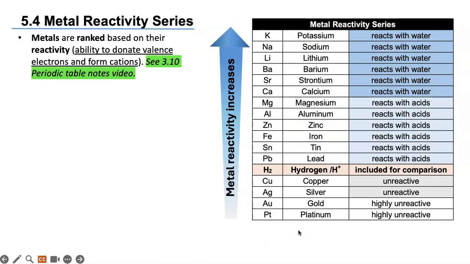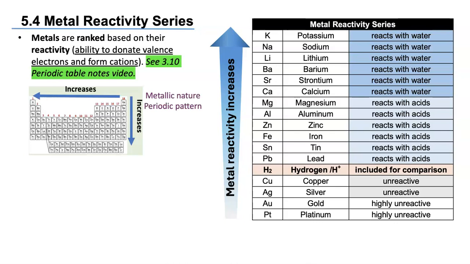So what is the metal reactivity series? It's a set of metals from the periodic table arranged based on their rank on reactivity. So reactivity of metals is their ability to donate valence electrons and form cations. You can review these notes in the 3.10 periodic table notes video.